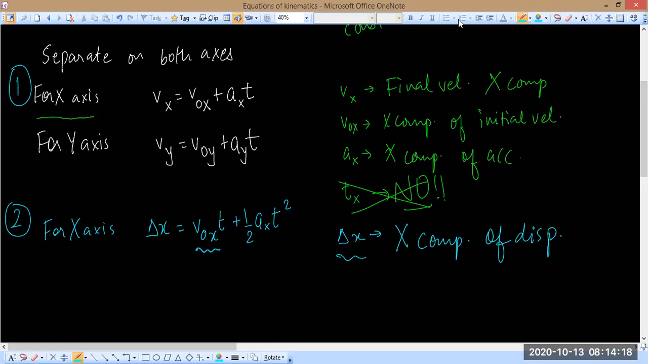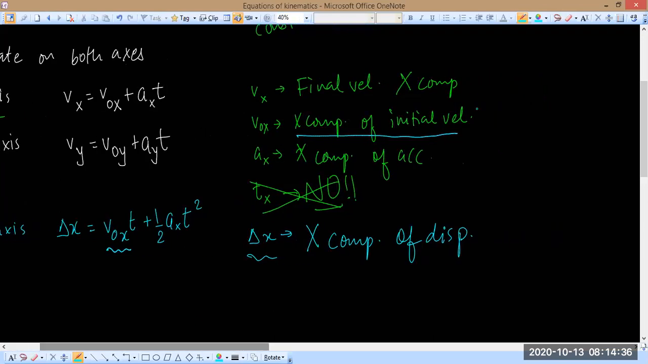Not the initial velocity of the x component, please. X component of initial velocity. Everyone, this is fine. This is the x component of initial velocity. I hope that is clear. What does initial velocity of x component mean?